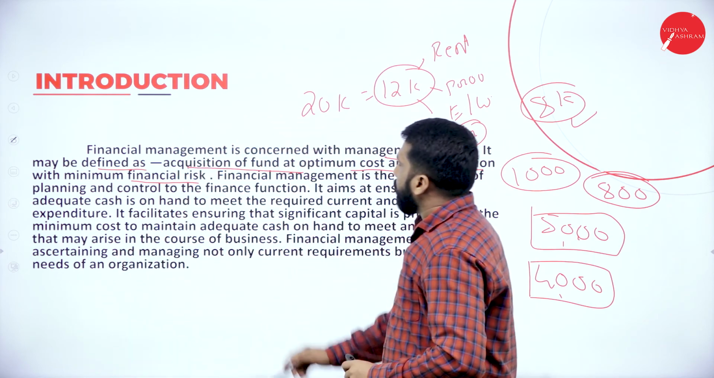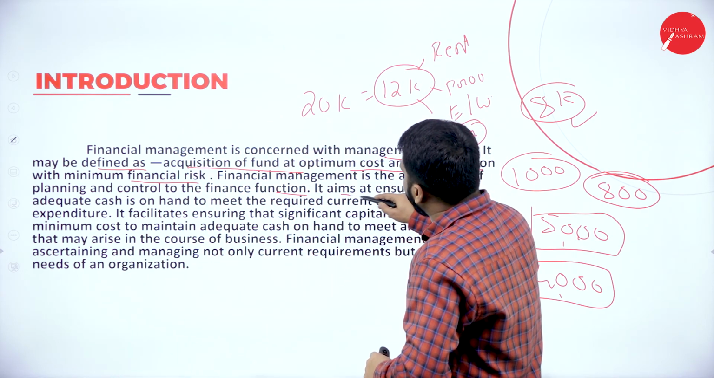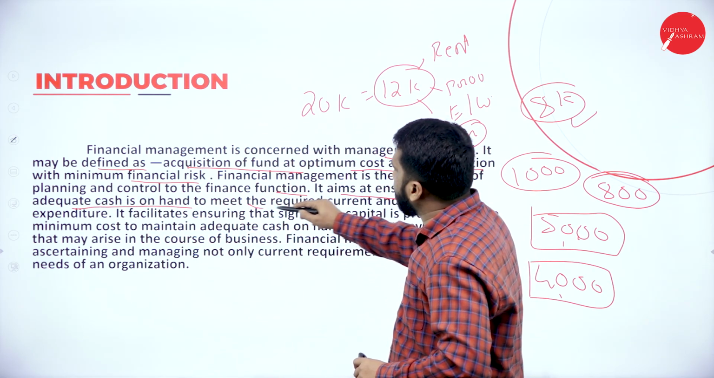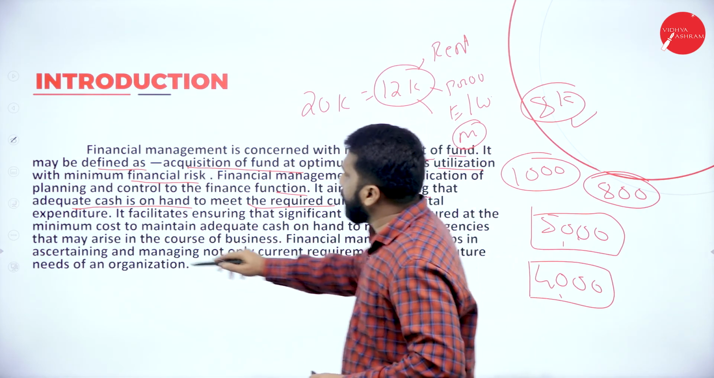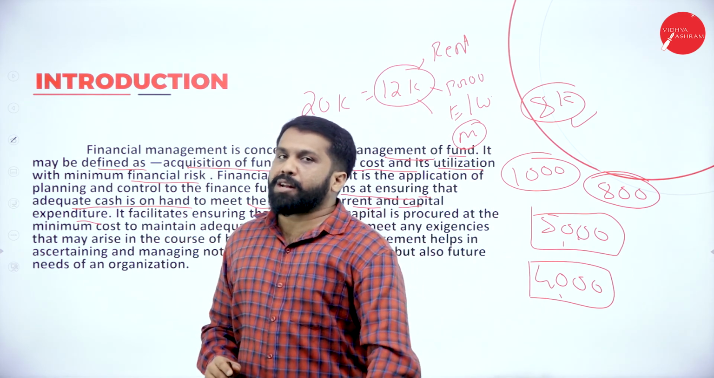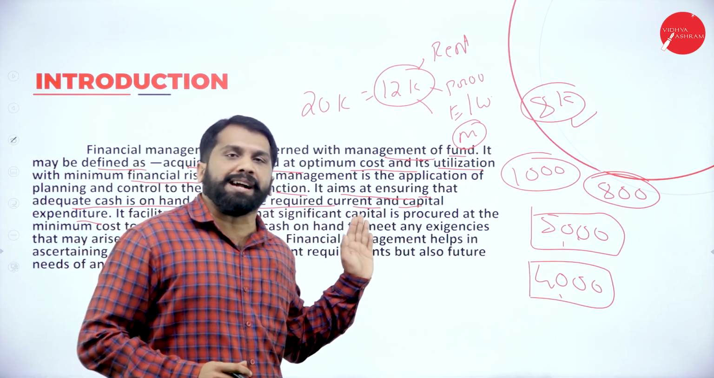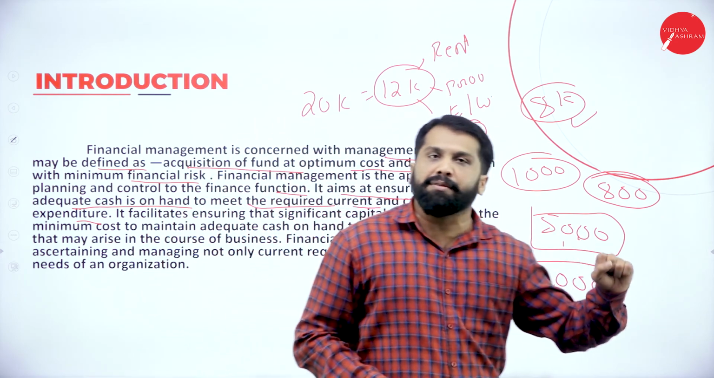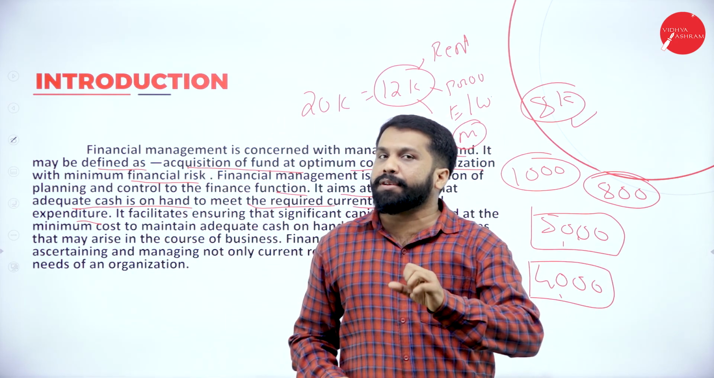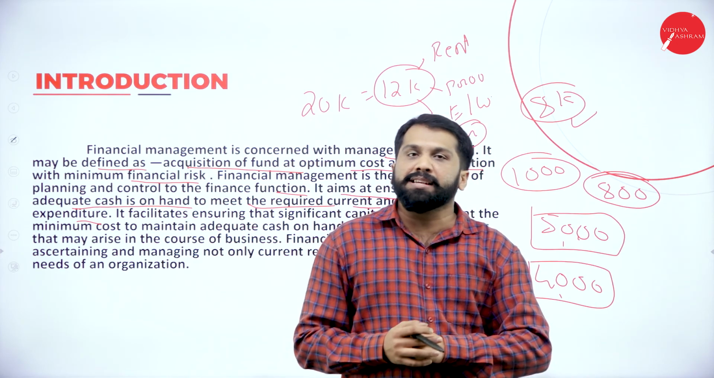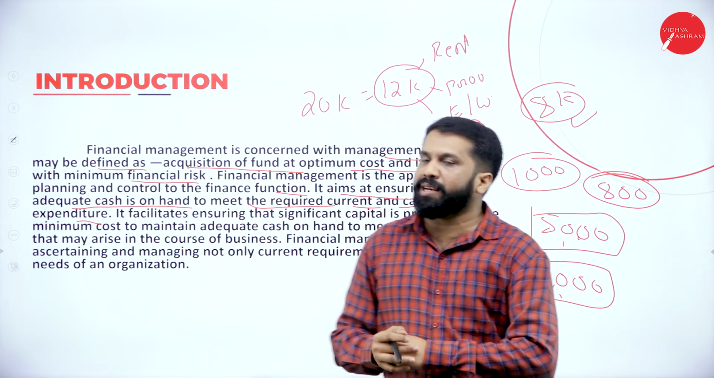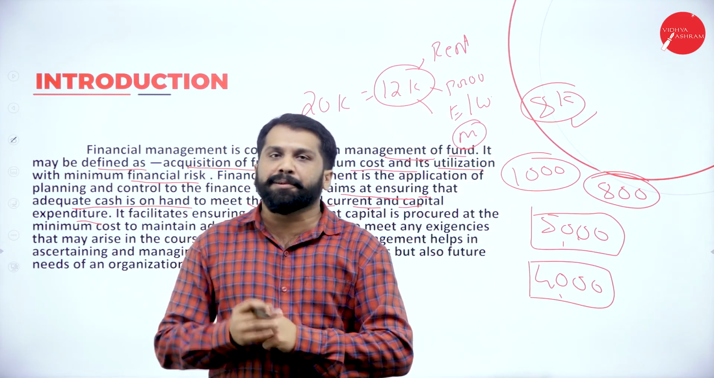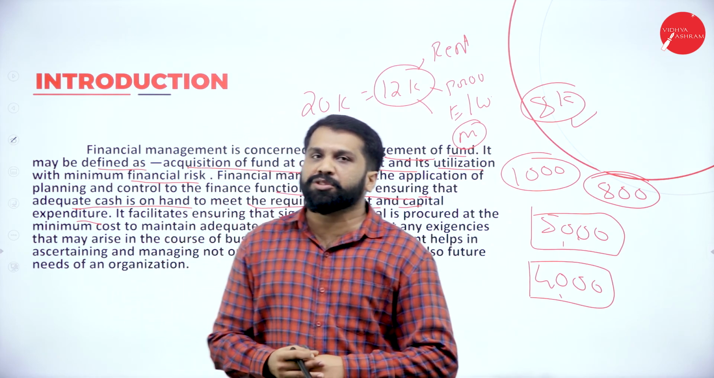Now, control of the financial function aims at ensuring that adequate cash is in hand to meet the required current and capital expenditure. And whatever funds you have, you cannot spend 100%. Out of whatever 10,000 or 8,000 you have, 1 or 2,000 you have to keep for emergency purposes, so that if suddenly you want to purchase something, that amount can be utilized. So everything is included in financial management.